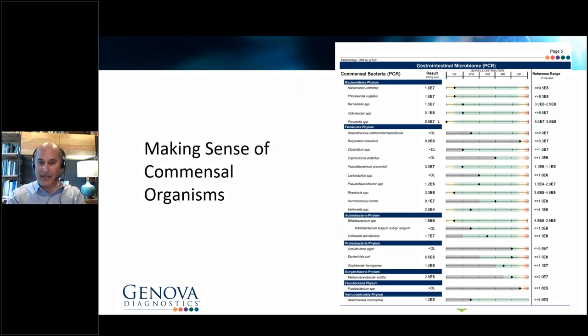And there's a page on the GI effects test that has commensal bacteria by PCR, okay? And we'll talk towards the end of the lecture part a little bit about these different bacteria and how they work. But basically, this information is summarized and combined with other information on the test to give you a dysbiosis indicator score, okay? So you'll be able to see that. You don't have to worry about trying to interpret this test in great detail.